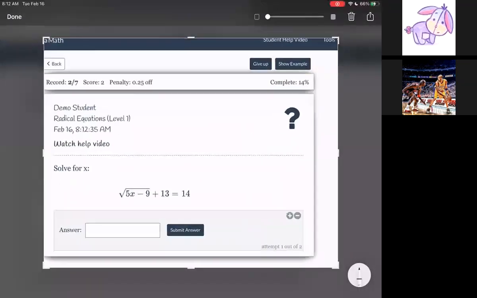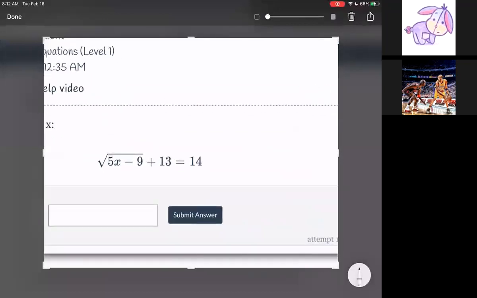Okay, so once again, let's isolate the square root. We're going to do that by subtracting 13. That gives us the square root of 5x minus 9 equals 1. Now that we have our square root all isolated, we can square everything, which brings us to 5x minus 9 equals 1 squared, which is just 1. So I'm just going to write 1 again.